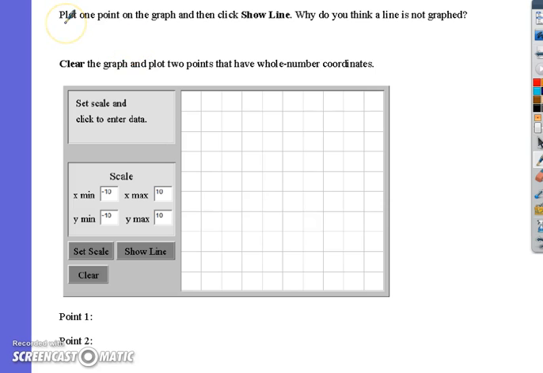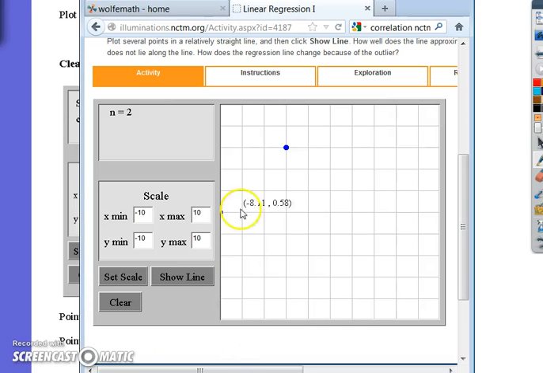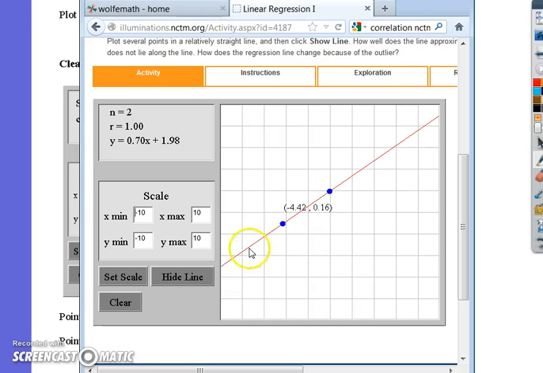All right, so number 1, it says, plot one point on the graph and then click Show Line. Why do you think a line is not graphed? I have a little tool here that I'm able to do that. I'm going to put one point right there, and then I'm going to click Show Line, and it doesn't matter what I do, no matter how many times I click Show Line, it doesn't give me a line. So why is that? What if I put 2 points and said Show Line? Now I get a line.